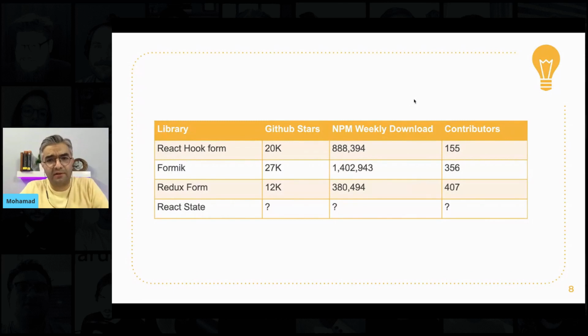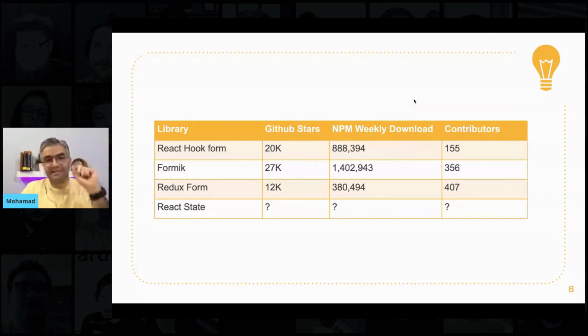If you take a look at the NPM weekly downloads, you can figure out that React Hook Form has something around 900,000 downloads per week. Formik, 1.5 million downloads per week. That's a huge number, and it's great. It means that a lot of people out there are using Formik. And Redux Form, around 400,000.